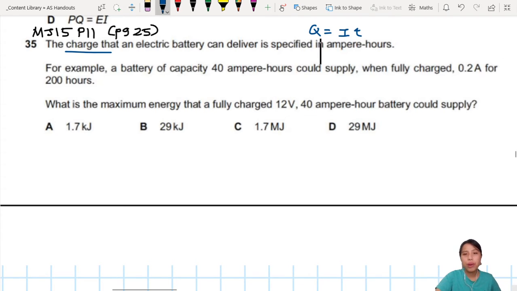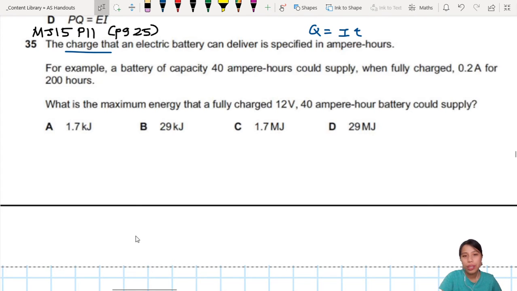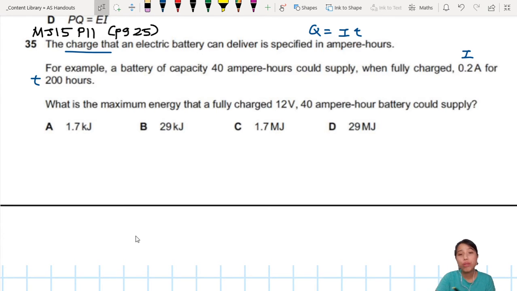So a battery of 40 ampere hours can supply 0.2 amp for 200 hours. This is just an FYI example for them to show you. So 40 ampere hours fully charged, this is I, and this is T. So you multiply I and T, 0.2 times 200, that gives you 40. Okay, good to know. Then they ask you, what is the maximum energy, E, that a fully charged 12 volt, 40 ampere hours battery can supply? Ampere hour is your IT.